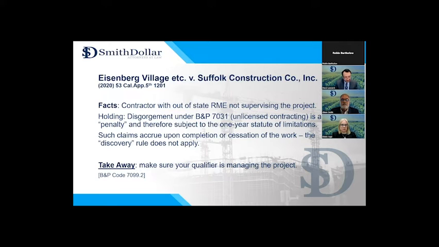So once you get a finding that the RME, in this case, or RMO, was not properly supervising the project, that could then lead to, well, then you're not properly licensed, and therefore disgorgement. And any funds that you've been paid would ostensibly have to be paid back to the owner. There was a little twist in this case, because the issue here actually came down to whether or not this was a penalty subject to the 1-year statute of limitations, which the court found that it was.